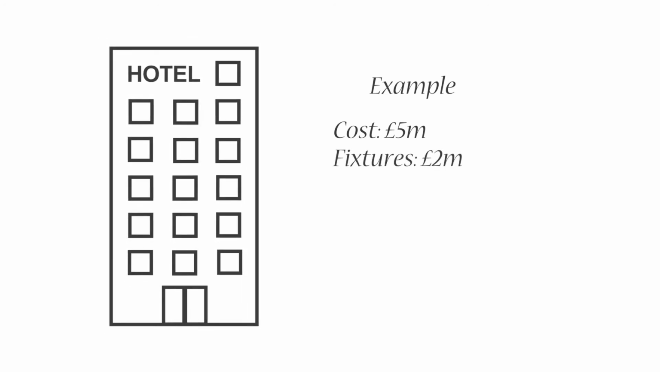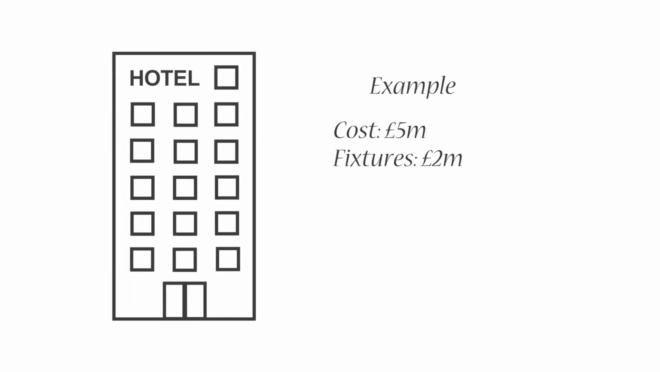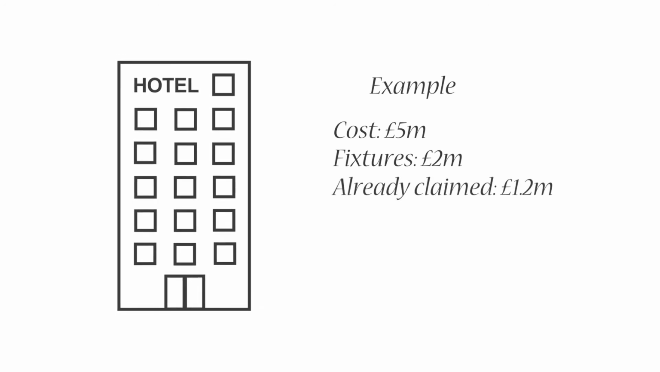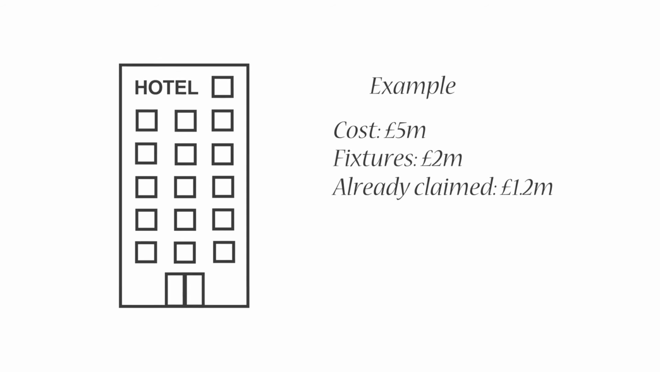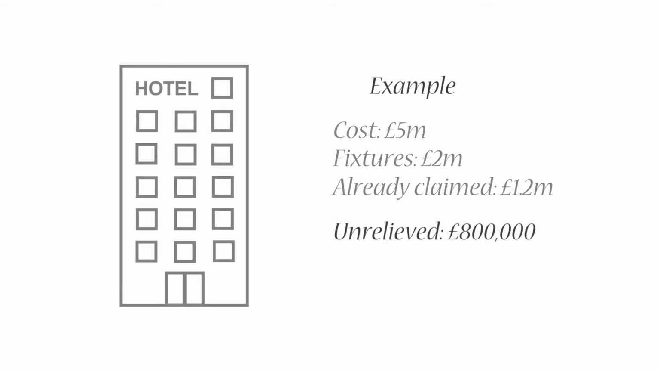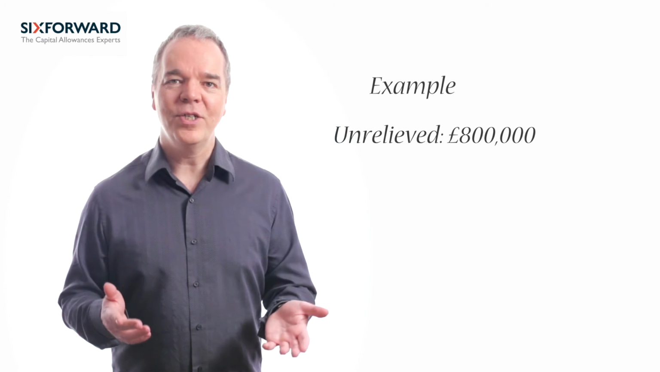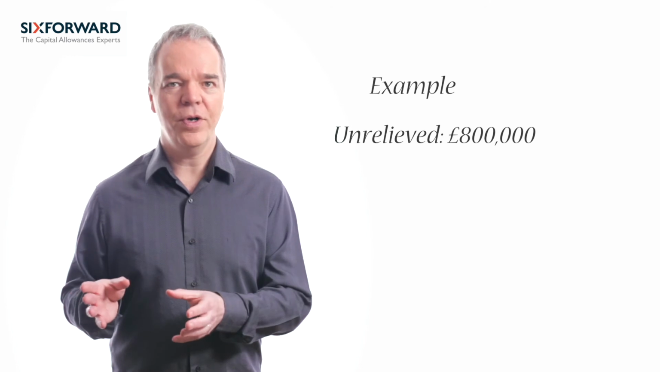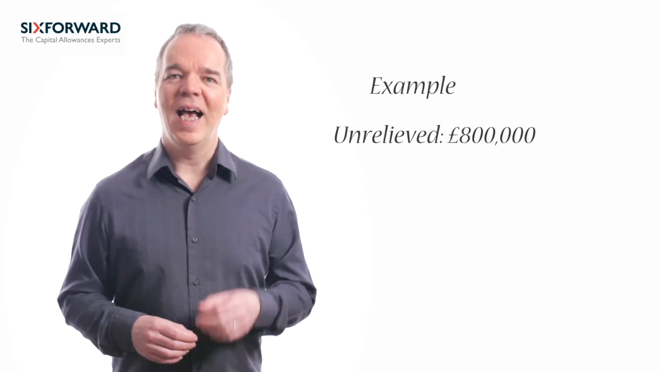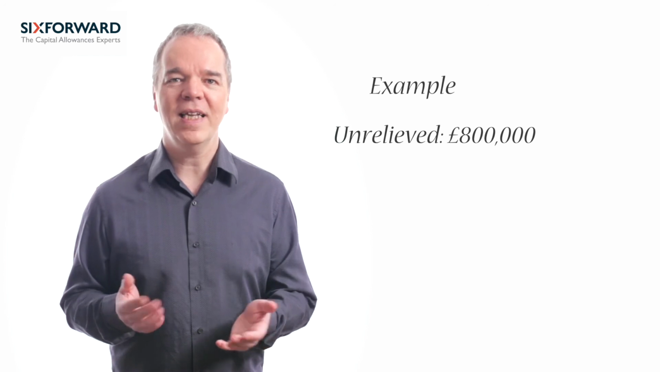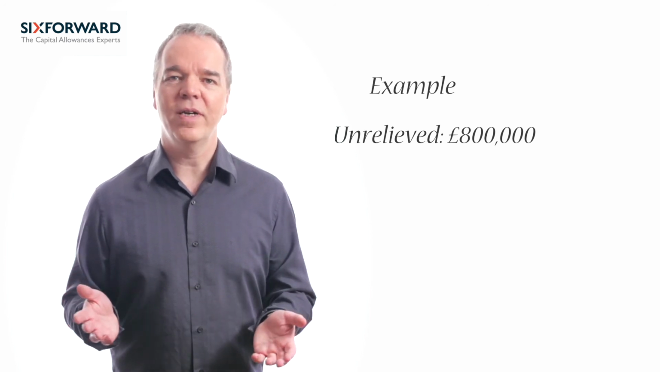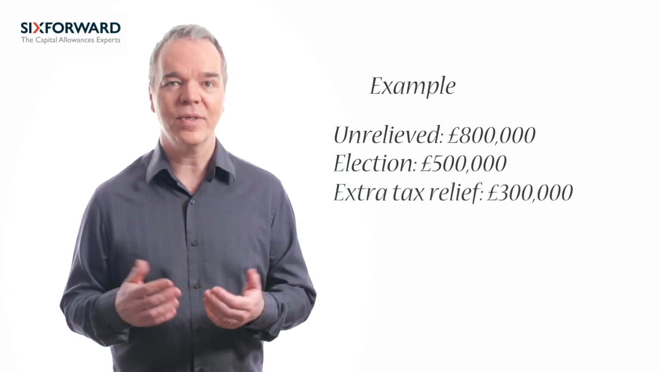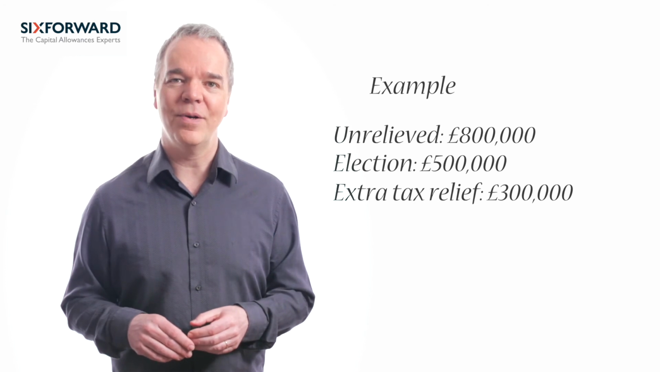And let's say that through a mixture of annual investment allowances and writing down allowances, the vendor has had tax relief on £1.2 million. There is therefore still a value of £800,000 to be claimed. The vendor and the pension fund purchaser could agree any figure for a fixtures election from £0 to £2 million. As the pension fund has no immediate use for the allowances, suppose that the parties agree a figure of £500,000. This gives the vendor immediate additional tax relief of £300,000.